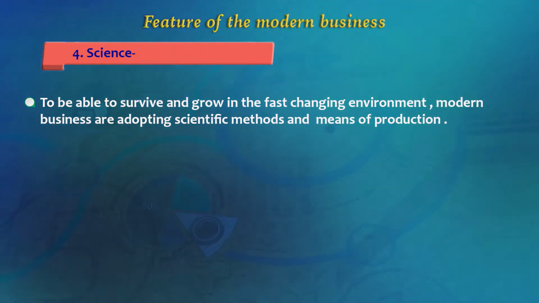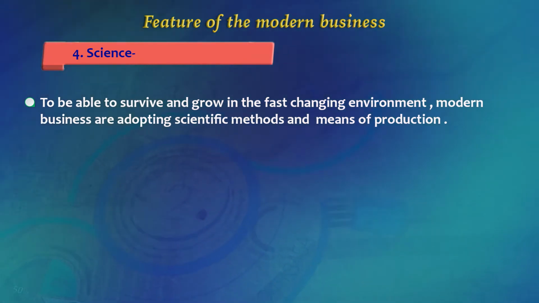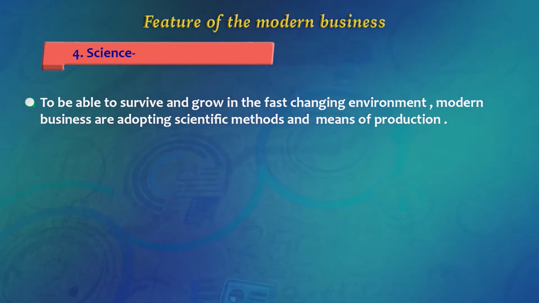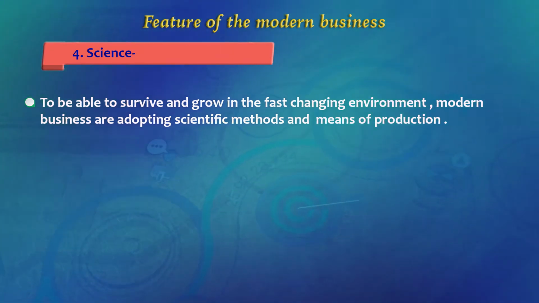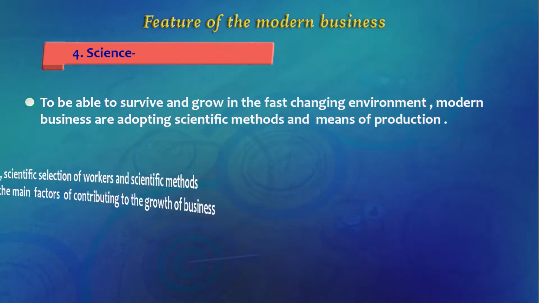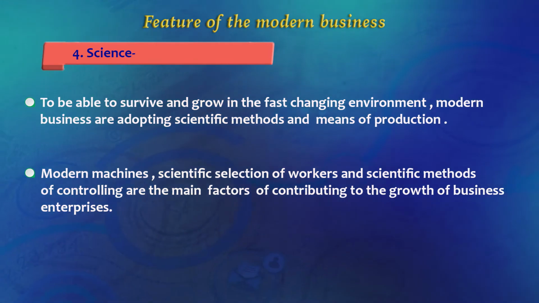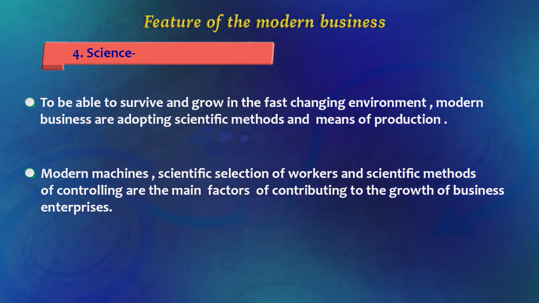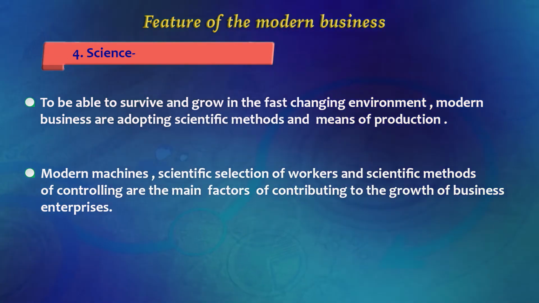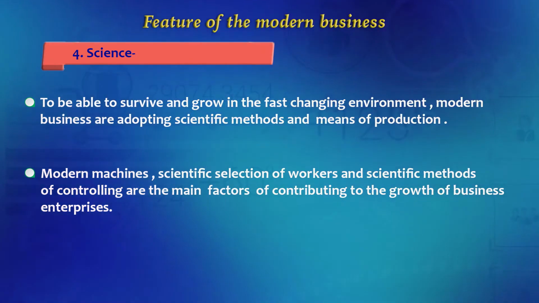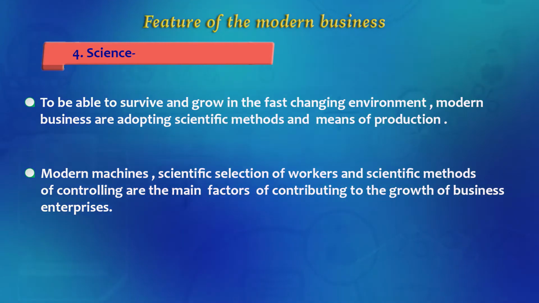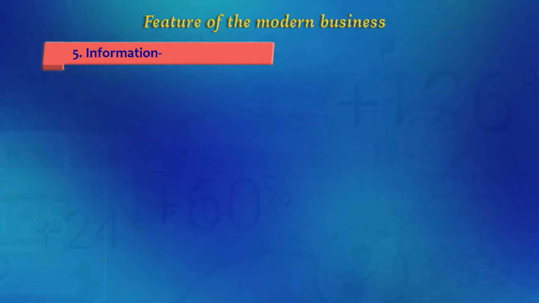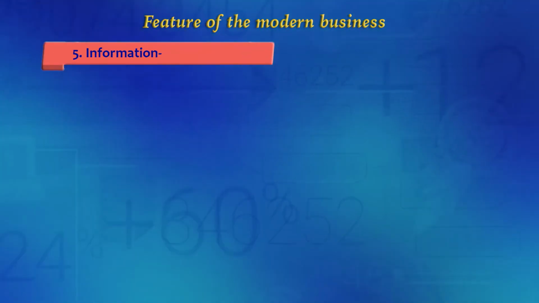Fourth is science. To be able to survive and grow in the fast changing environment, modern businesses are adopting scientific methods and means of production. Modern machines, scientific selection of workers, and scientific methods of controlling are the main factors contributing to the growth of business enterprises. The fifth modern feature is information.